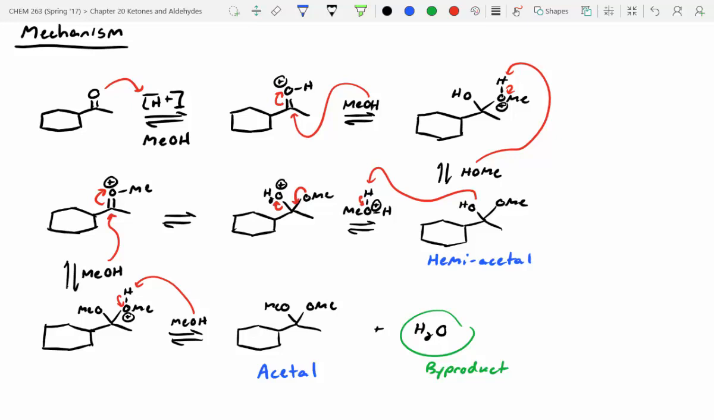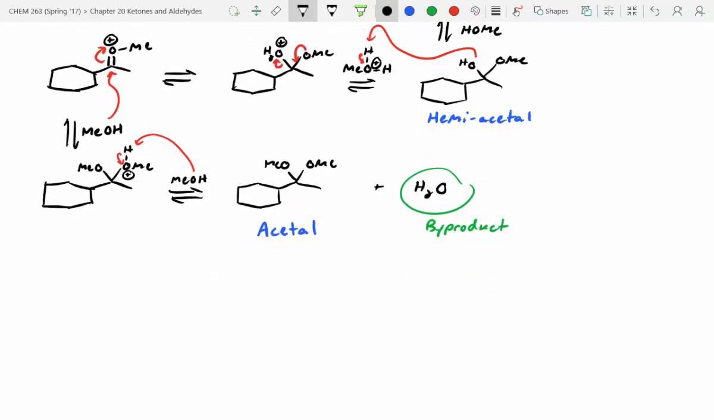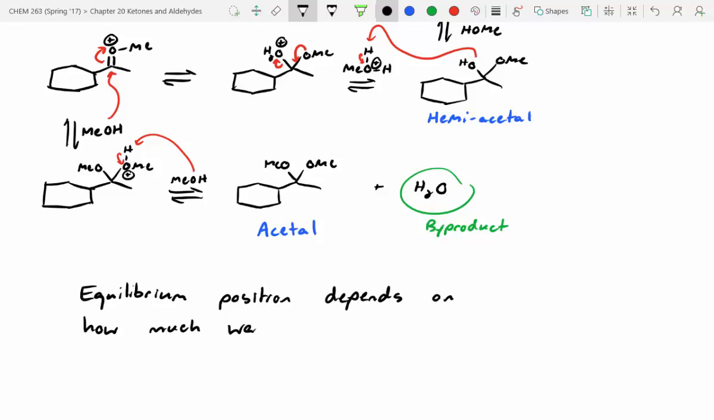A simple way of removing water is to distill it off, right? So if you're running this reaction, have it in a distillation apparatus and then just distill water as it's produced, and that will drive the product towards the acetal side. So let's make a note of that. Good old Le Chatelier's principle.